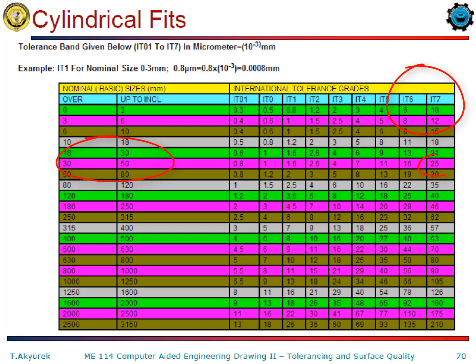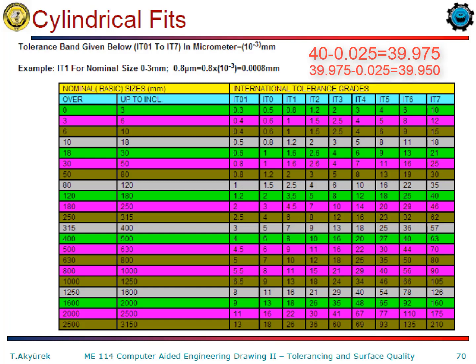In the previous example, we can calculate the minimum and the maximum shaft dimensions by using the IT grade value. The maximum size can be evaluated by subtracting the tolerance deviation from the nominal size. This operation, 40 mm minus 25 microns, will result in 39.975 mm. For the minimum size of the shaft, we will again subtract the IT grade value from the maximum shaft dimension. This operation will give us the result 39.95 mm.